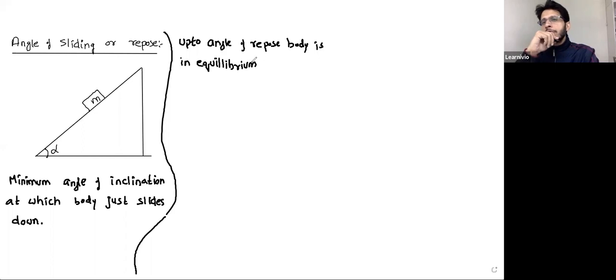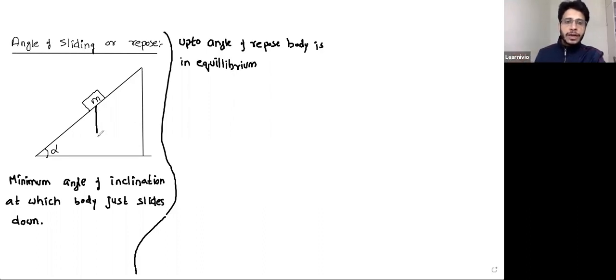Let's say for a rough surface, the angle of repose is 20 degrees. That means your body is at rest up to 20 degrees. If you increase your angle just a little bit, like if your angle is 20.001, then the body starts sliding down. I'm repeating again: up to the angle of repose or angle of sliding, your body is in equilibrium. If you increase your angle even by a small amount, then the body just starts sliding.